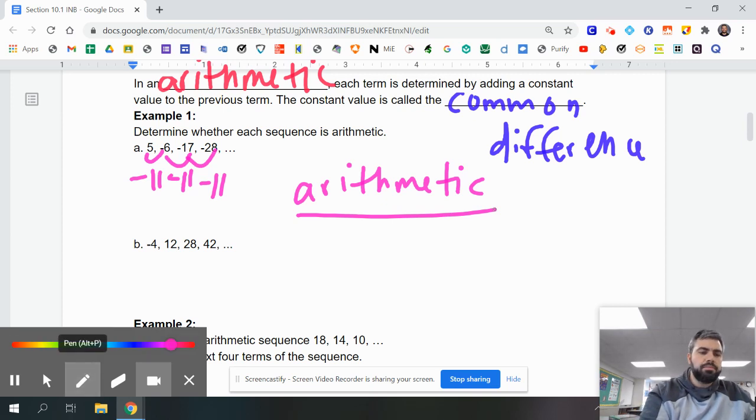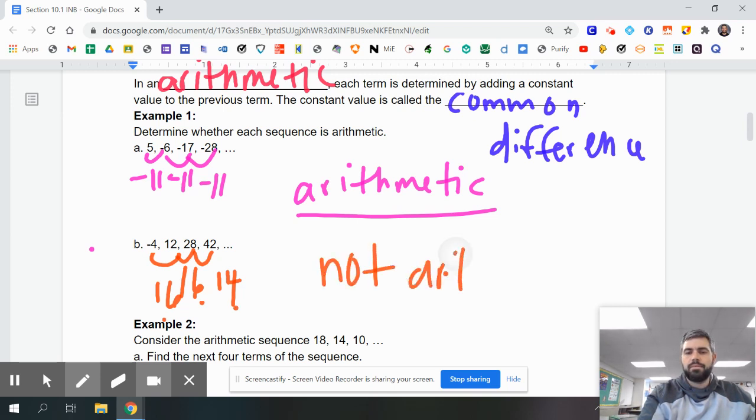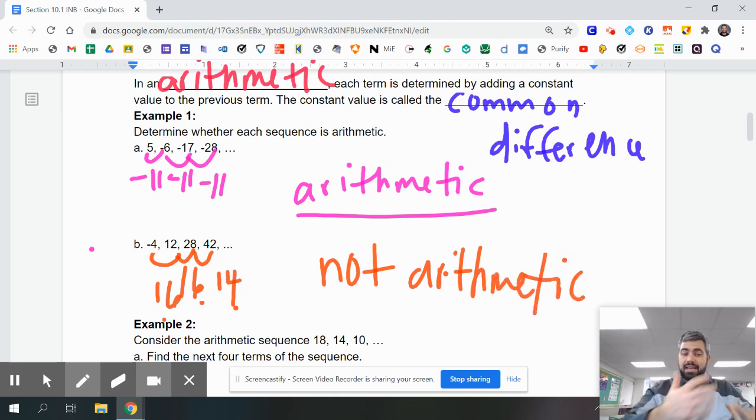Now let's look at the next problem. Negative 4 to 12, if I want to figure out what I'm adding to it, I would take 12 minus negative 4, and I get 16, right? And so if I added 16 to 12, I get 28. So that works. If I add 16 to 28, I get 44. But this is 42. So really that one's adding 14. So do I have a common difference the whole time? I do not. So this one is not arithmetic, because the common difference is not the same.